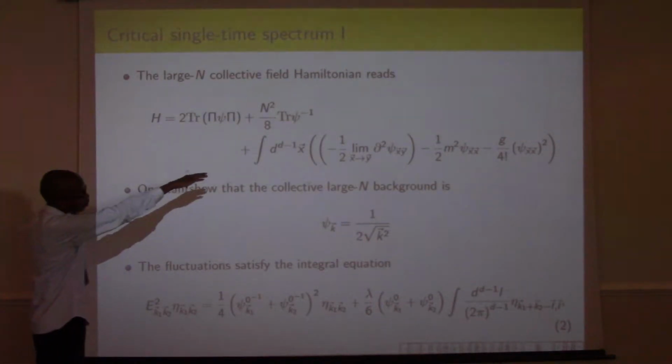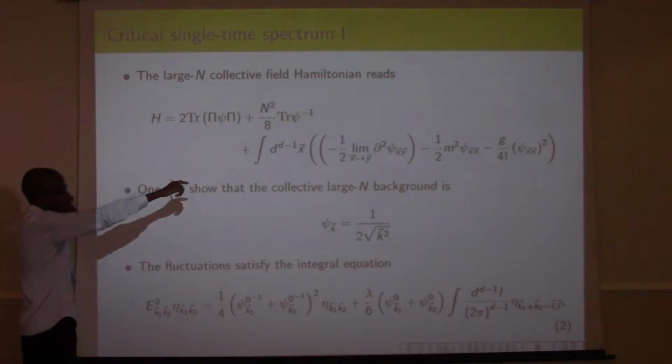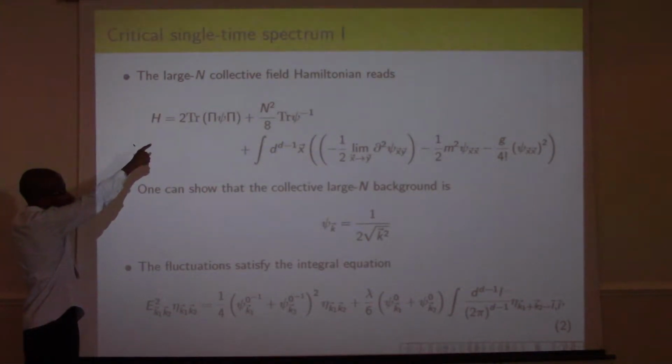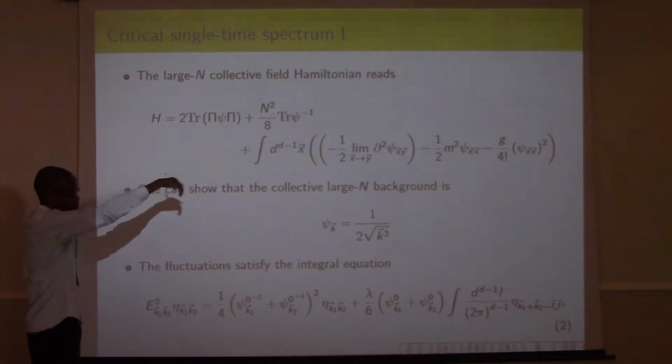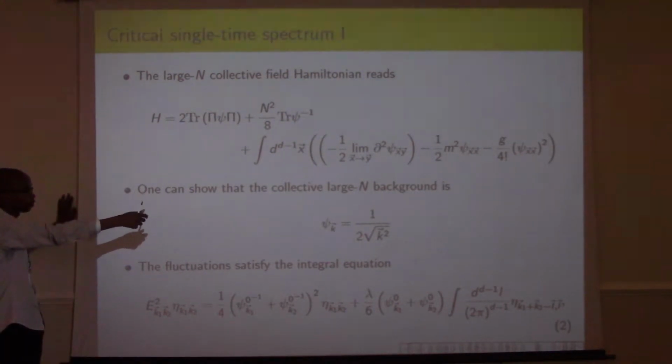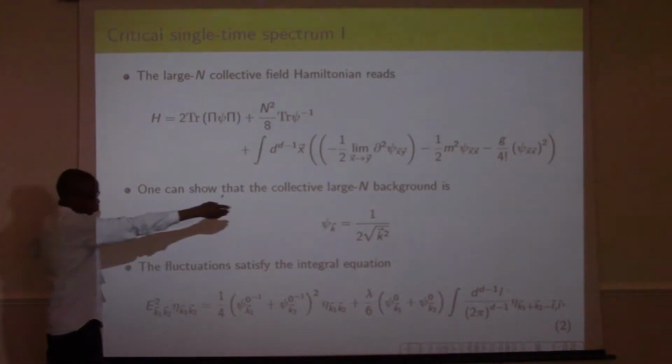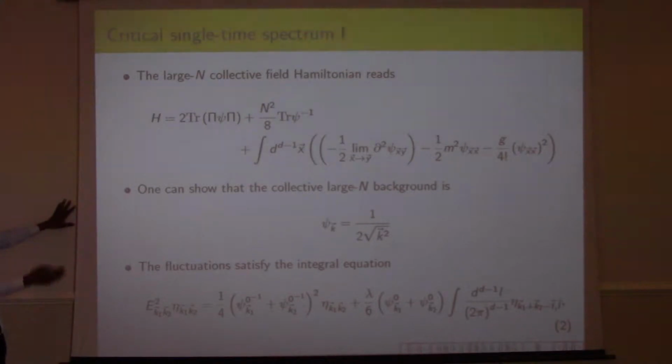If you rescale your field psi by n psi, this term will be subleading, and then you can do the same variation that you did previously. You will find that the large n collective background is given by 1 over 2 square root of k squared. And you do the same thing, you play around with this, and then you will get an integral equation of this form.